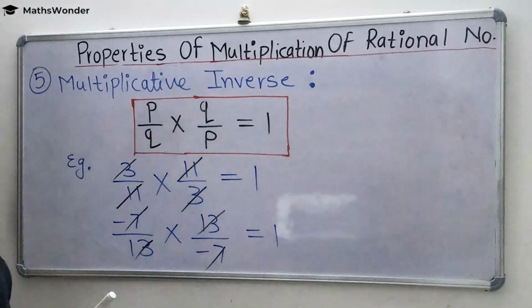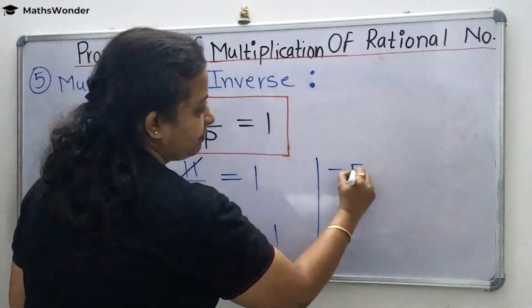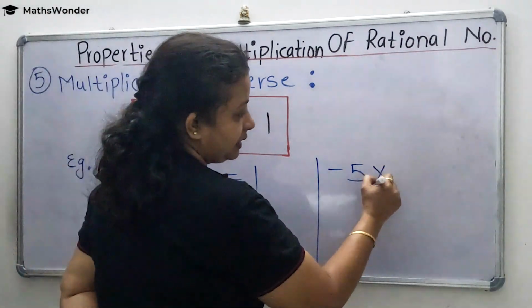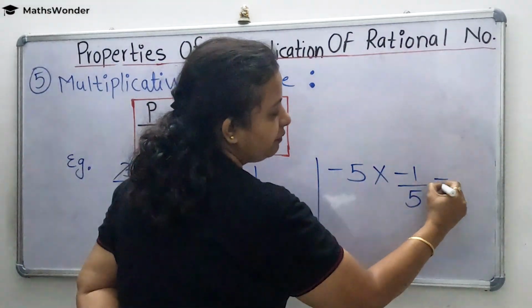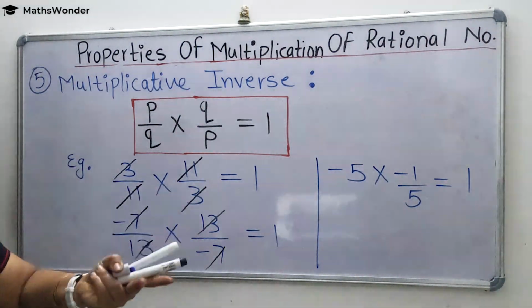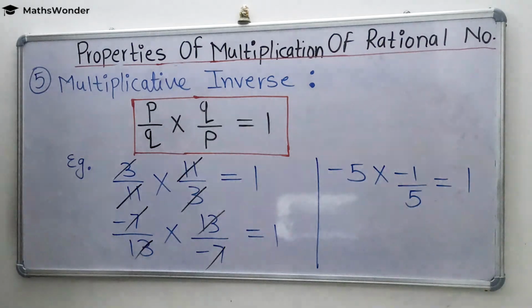Suppose a single number is here, negative 5. What is the reciprocal of negative 5? Negative 1 over 5. Absolutely correct. Negative 1 over 5, which will give 1, because negative 5 stands for negative 5 over 1. When you take the reciprocal, you will get 1 over negative 5, or negative 1 over 5.